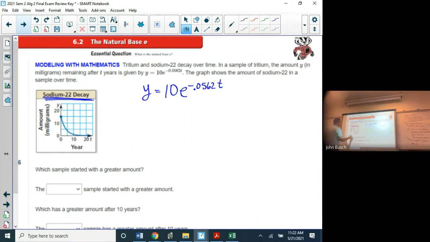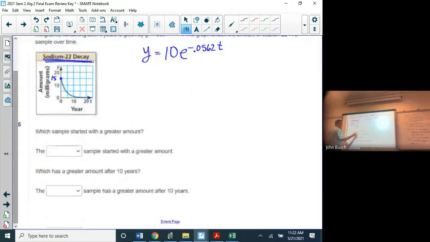The starting amount for the sodium-22 is 15, because that's how much there is at time equals 0. And which one starts with a greater amount? This one starts with 15, that one starts with 10. So sodium-22 has more. And then which has a greater amount after 10 years? After 10 years, sodium has like 1 or 1.5 or so.